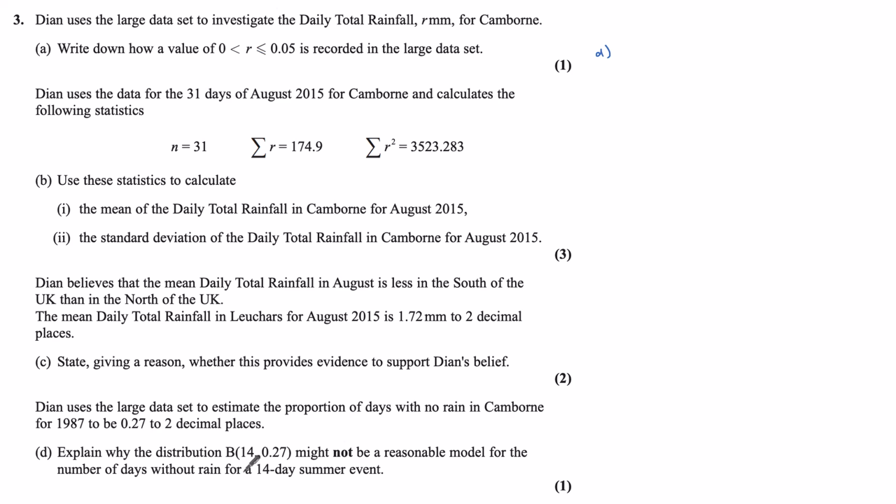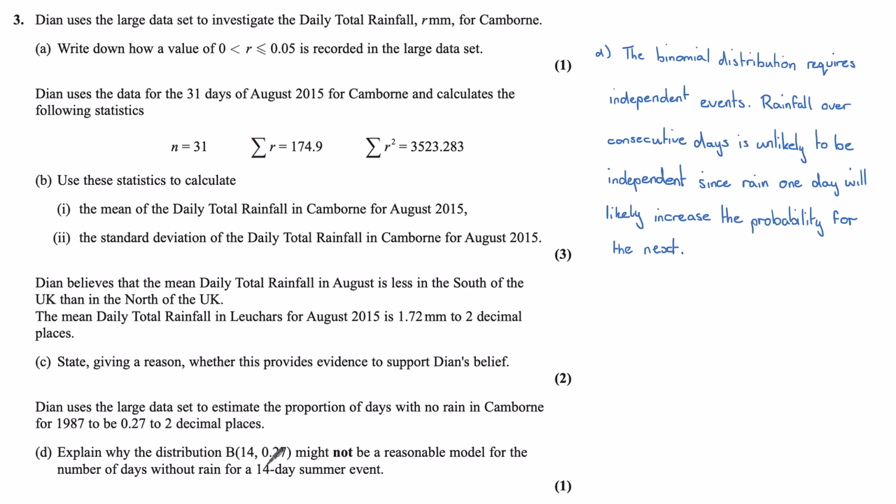With a binomial distribution, your events are said to be independent of each other. Rainfall over consecutive days is not necessarily an independent event, so the binomial distribution requires independent events. The rainfall over consecutive days is unlikely to be independent, since rain one day will likely increase the probability for the next.